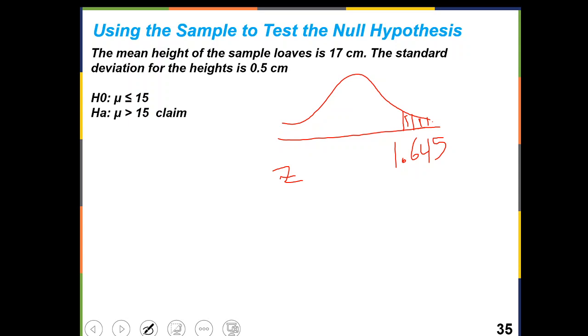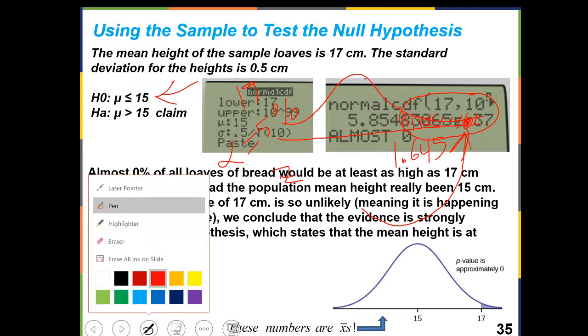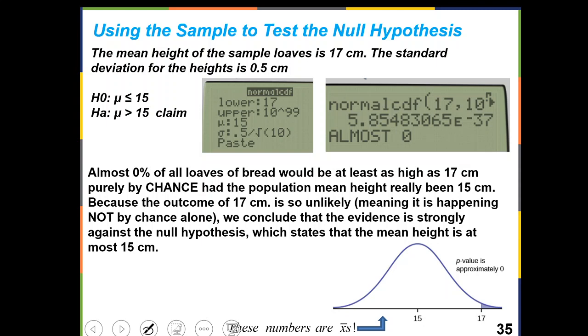So now if we convert that 17, remember, to z, we got like 12 point something. 12 point something is way over here, so it's inside the rejection region. Because it falls in the rejection region that we set up based on alpha equals 5%, we reject that. Okay. All right. So in either way, we can reject that.